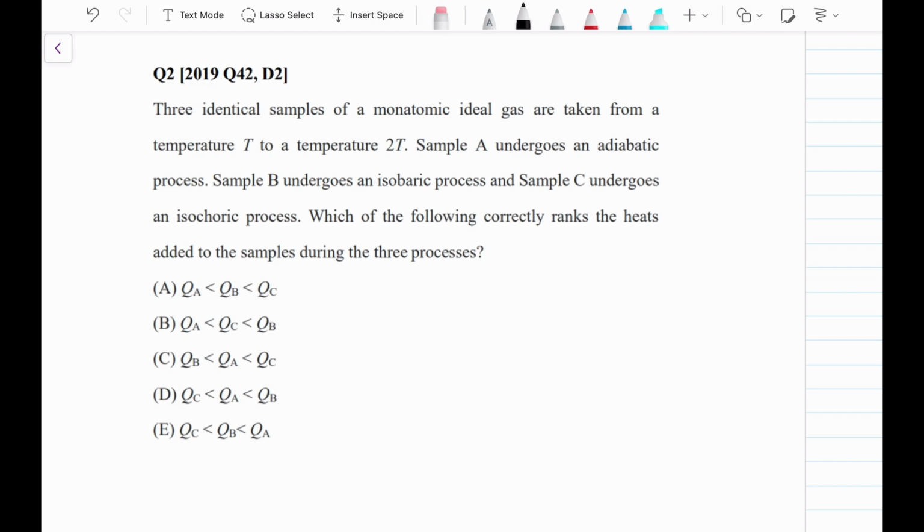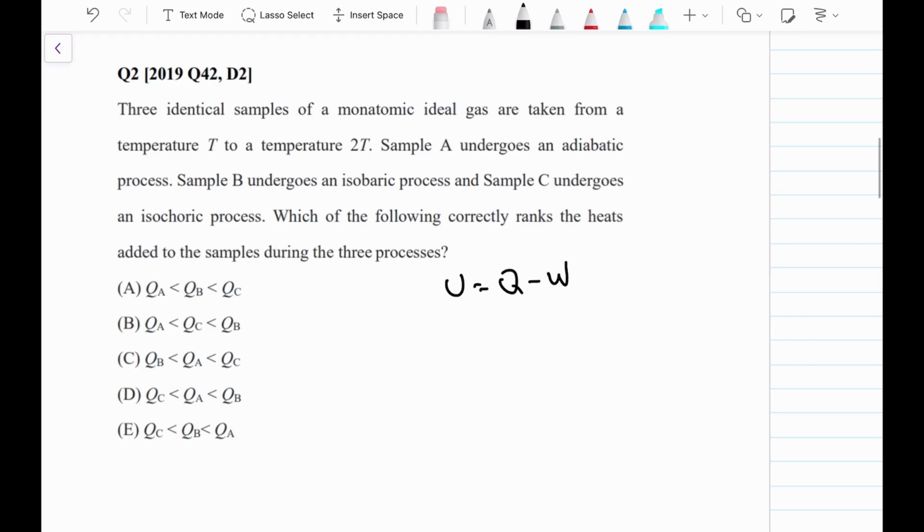So I suppose we can use the first law of thermodynamics. So delta U is equal to Q minus W, or plus W. I prefer minus W. And in this case, what we can see is that from T to 2T, the change in internal energy will be the same for each of these samples. And the only thing that determines the heat will be the work done. So let's see, sample A undergoes an adiabatic process. I'm going to draw graphs for comprehension.